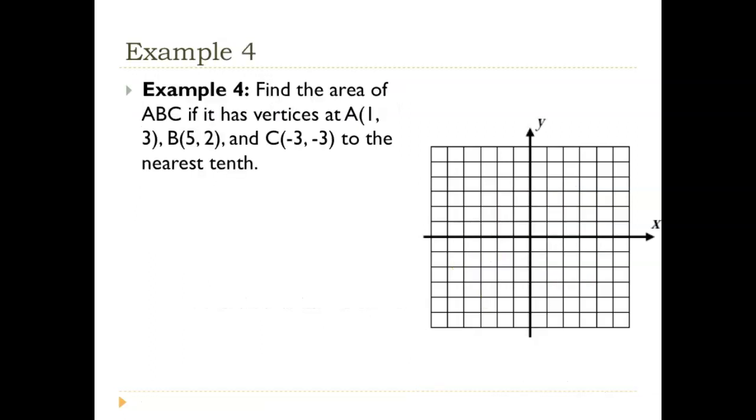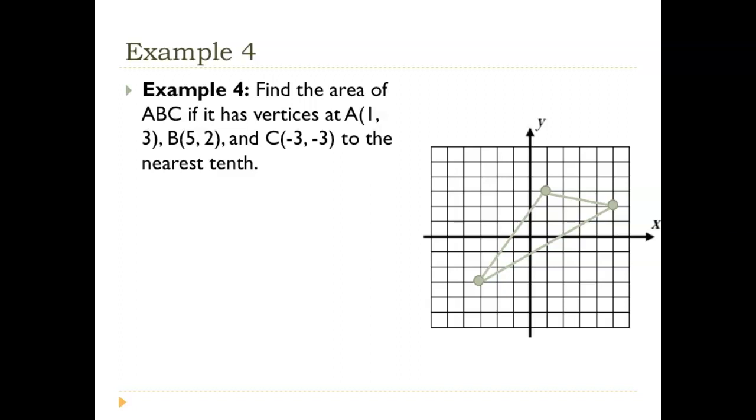Example 4. Find the area of ABC if it has vertices at 1, 3, 5, 2, and -3, -3 to the nearest tenth. Let's go ahead and start by graphing those points. So 1, 3, 5, 2, -3, -3. So we have a triangle here. Now this triangle is going to be fairly difficult to find the area of if we try to find the base and the height of this triangle.